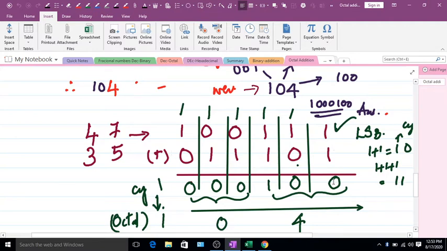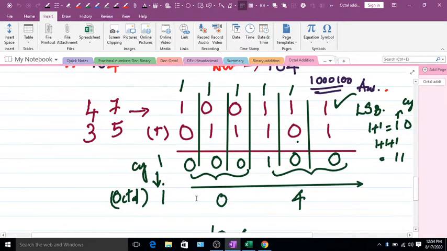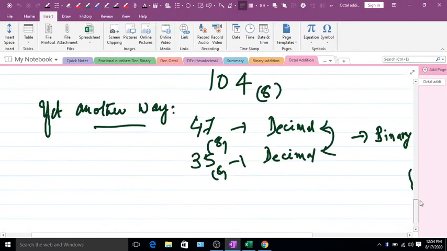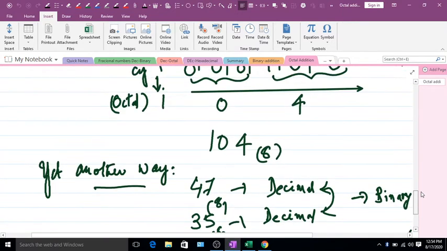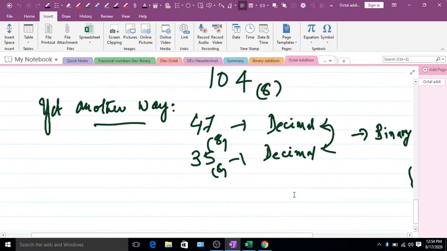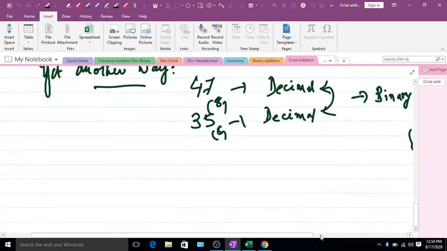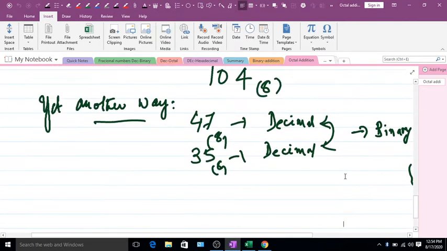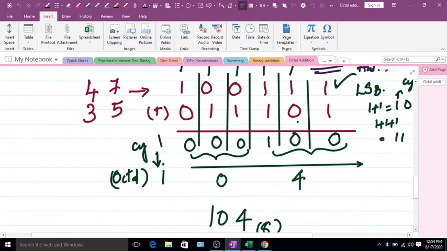So add them. 1 plus 1, 1, 0. 1 plus 1, 1, 0. That is a carry. 3 ones is 1, 1. 1 plus 1 is 0. 1 plus 1 is 0. 1 plus 1 is 0. There is a final carry. Now represent each digit separately. This is 1, this is 0, this is 4. So it is verified. Yet another way, very common, and if you are comfortable, convert this into decimal, into binary, and then perform the addition, which is very laborious. But if you want a verification and make sure that you get the correct answer, you can do this. Otherwise, this is the correct procedure.